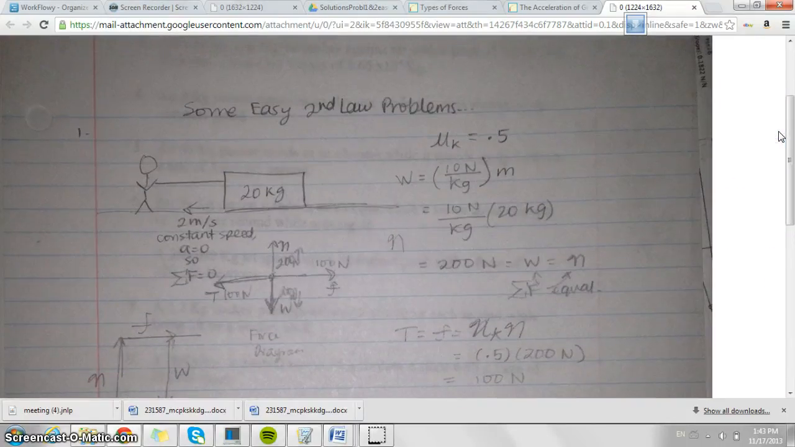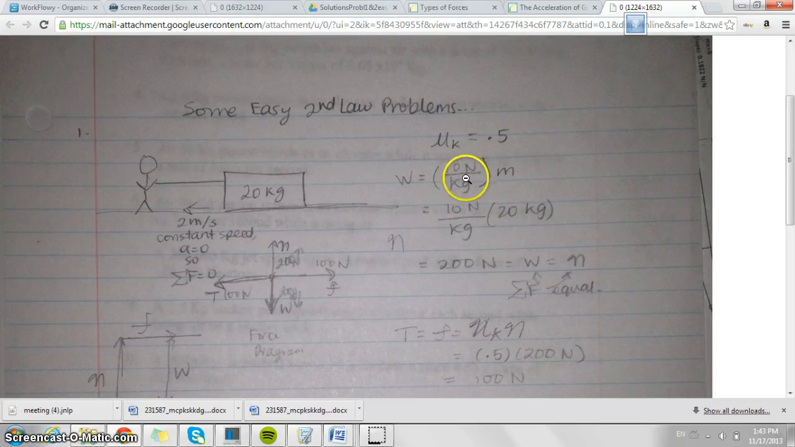Because if the sum of all our forces is 0, then our forces have to be equal to each other. Like friction here and tension has to be equal, and normal force and weight has to be equal, so it all adds up to 0 when you do the vector sum diagram. And so we need to find this force, the weight. And we do that by using this equation.